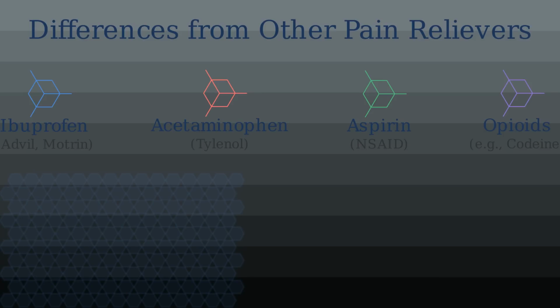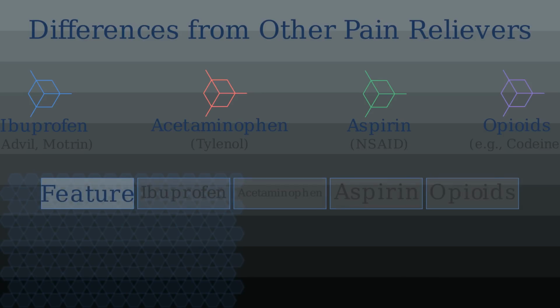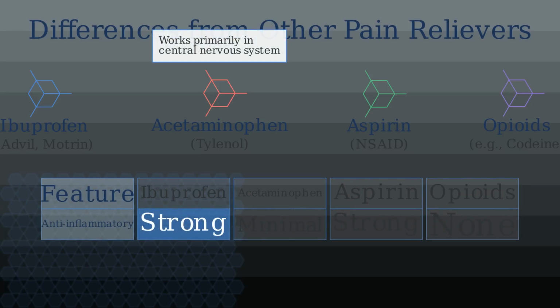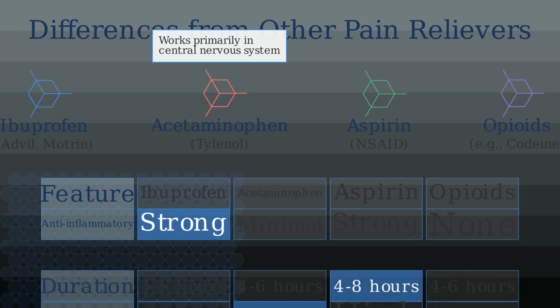Ibuprofen differs from other pain relievers in several important ways. Let's compare ibuprofen with three other common pain relievers: acetaminophen, aspirin, and opioids. These medications differ in their mechanisms, effectiveness, duration, and side effects. Unlike acetaminophen, which works primarily in the central nervous system, ibuprofen has strong anti-inflammatory effects. Compared to aspirin, another NSAID, ibuprofen has a shorter duration of action but may cause less gastrointestinal irritation.